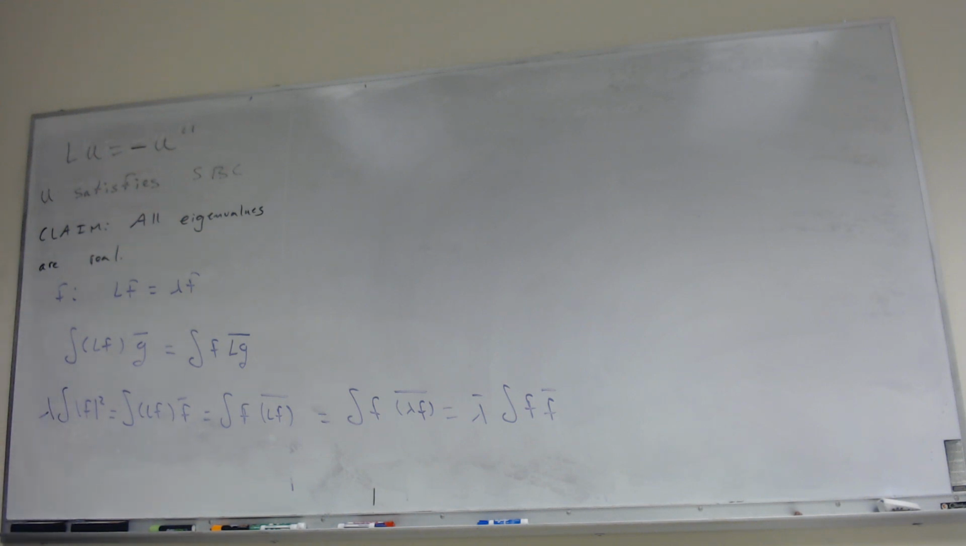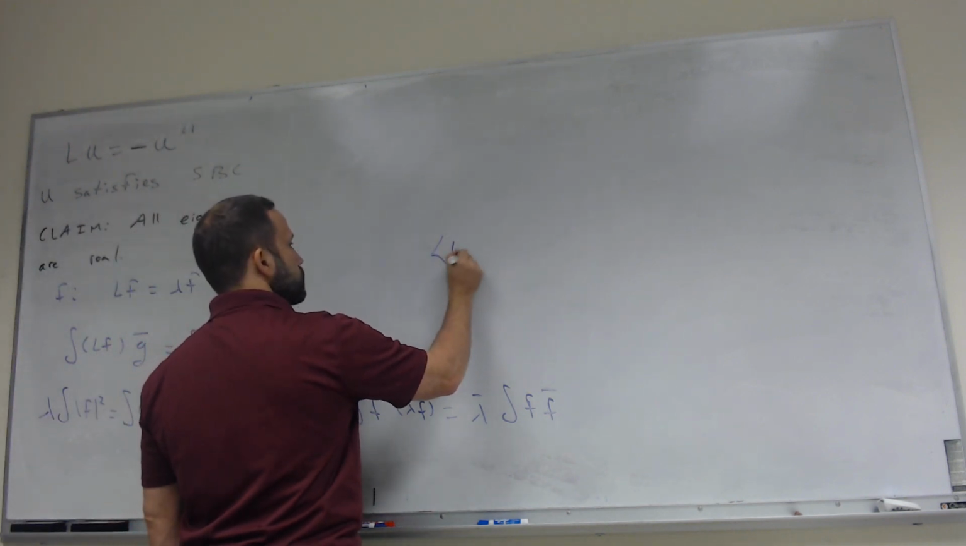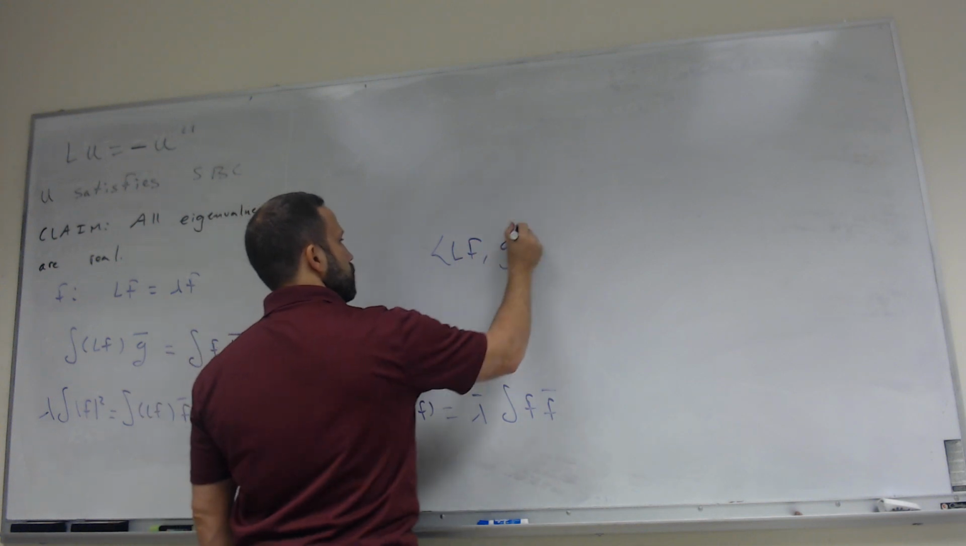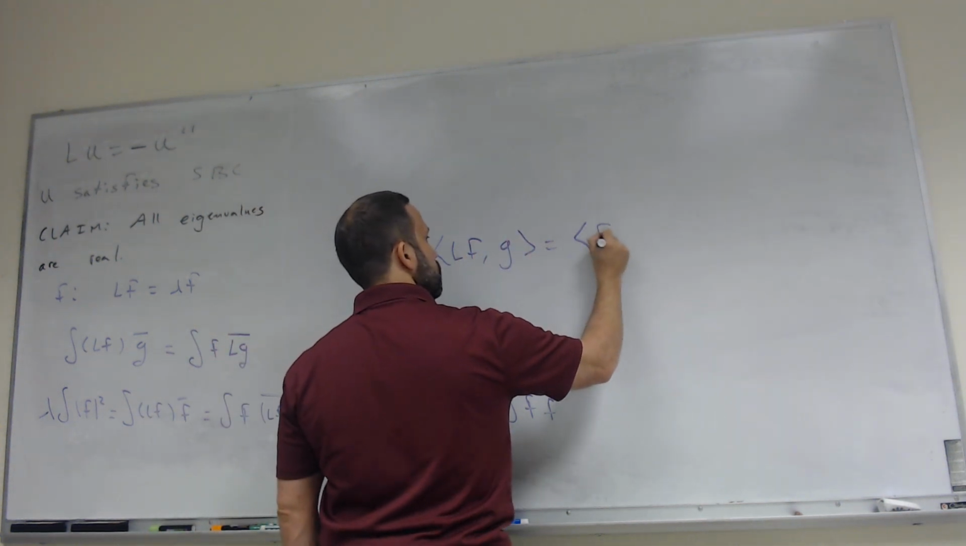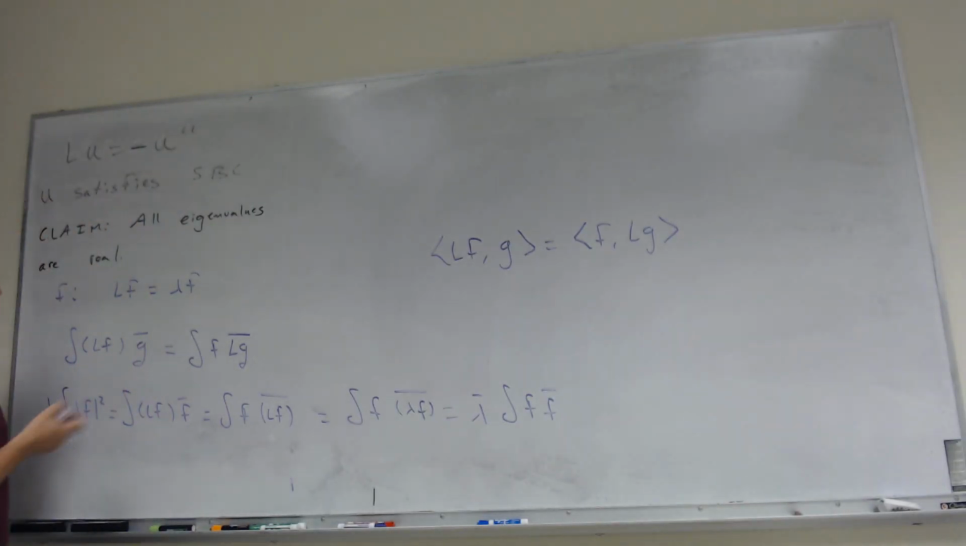And so what this shows us is a very general fact. If we have a symmetric operator, that is an operator that satisfies some equality like this, we can state it even more generically using inner products. We have something like this. Okay, this would be a symmetric operator. If an operator is symmetric, then the eigenvalues are going to be real numbers.